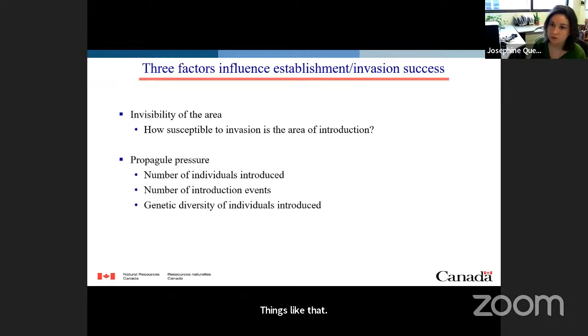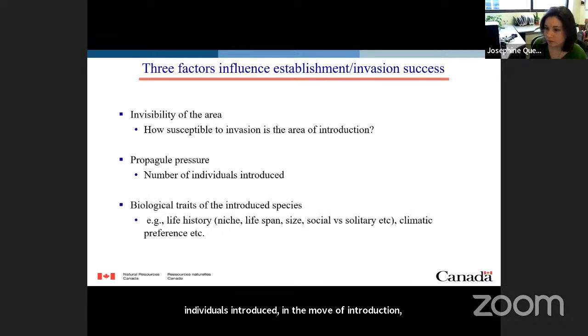Then there is propagule pressure, which is an umbrella term to describe the number of individuals introduced, the number of introduction events, and genetic diversity of individuals that are introduced from that species. And finally, within the factors that influence establishment are biological traits of the introduced species. And within insects, those biological traits that have received the most attention are life history, such as the niche, lifespan, size, characteristics such as social, solitary or gregarious, and then obviously the climate preference of the species.